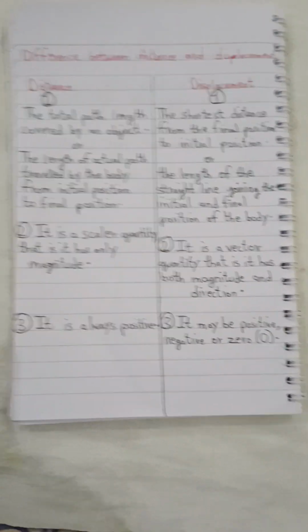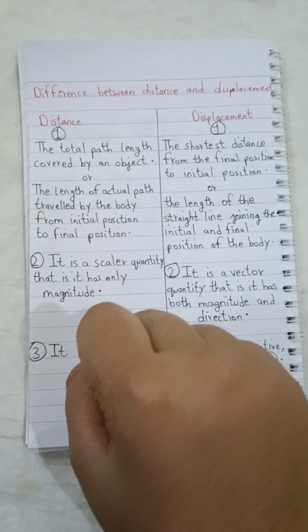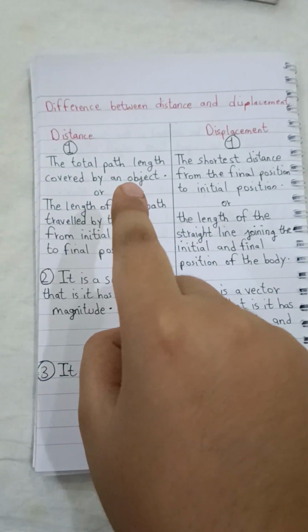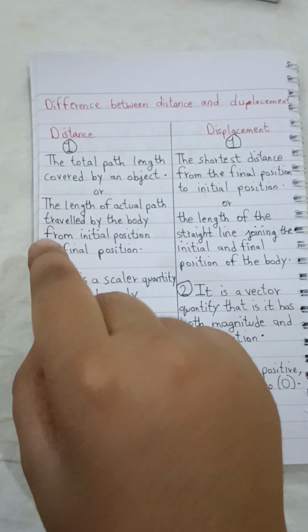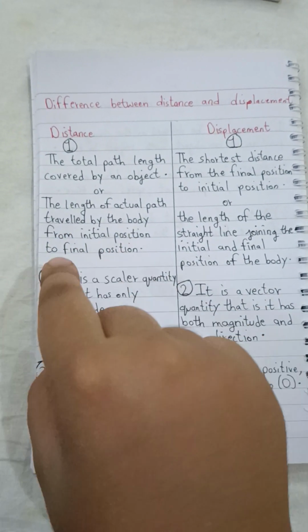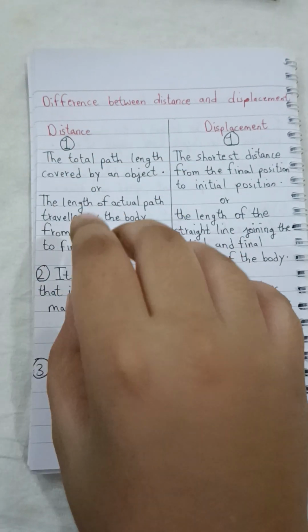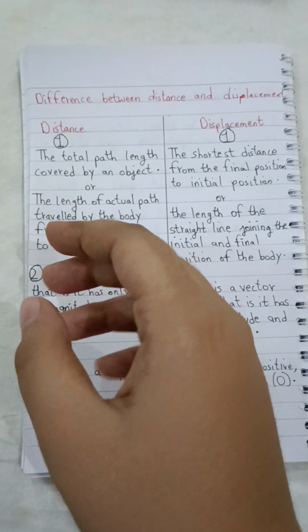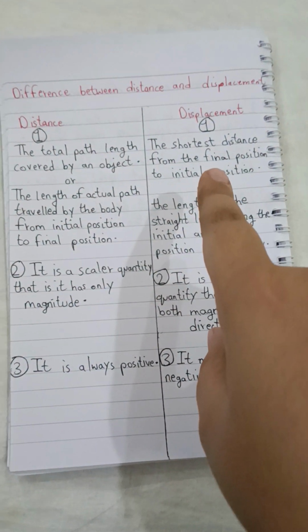Okay, so here is the difference between distance and displacement. Let me read it out. Distance, for the first point: the total path length covered by an object, or the length of the actual path traveled by the body from initial position to final position. This is the definition of distance. You can take any one of these. Both are the same. So displacement.